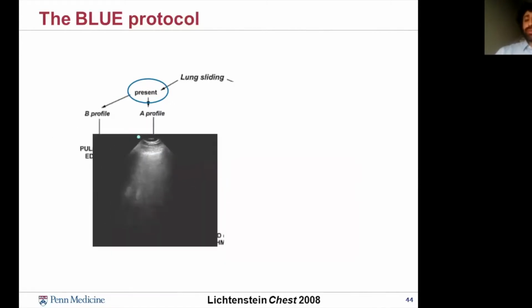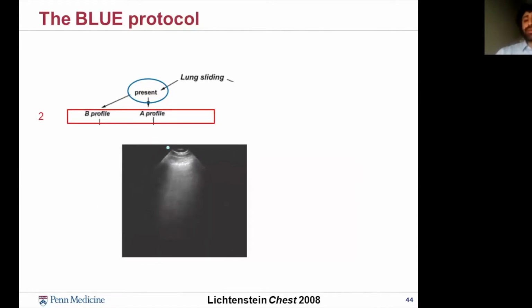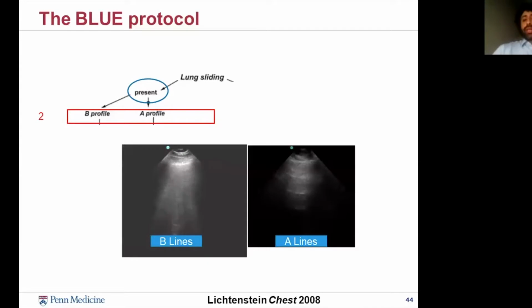If lung sliding is present, for example, in this patient that I was evaluating, then you have to determine whether the patient has a B profile or an A profile. Now, Lichtenstein described two patterns. He described A lines and B lines. And you can see that A lines are these horizontal lines that are reflections of the pleura.